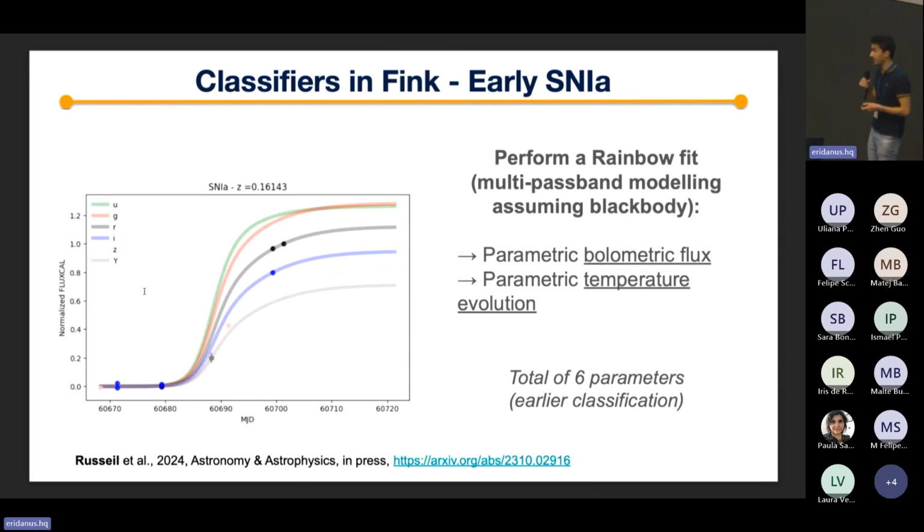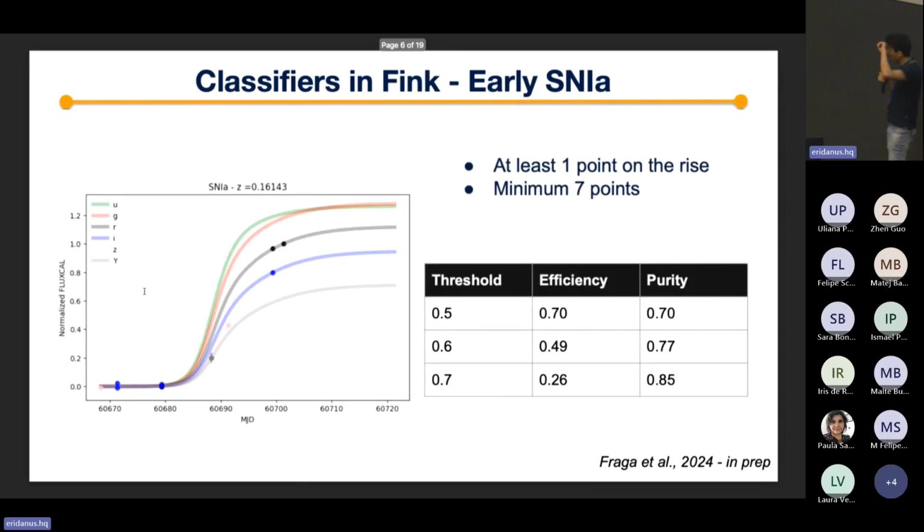So it also allows for early classification because you need much fewer data points to fit such a thing. So this is the kind of results we got. Here you can see that with a threshold just at 50% because it's a random forest.